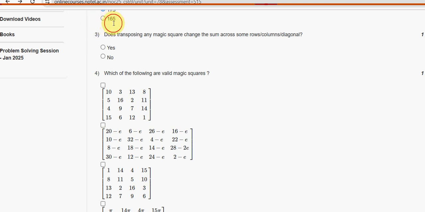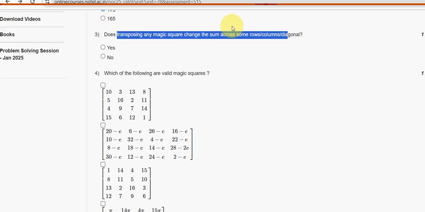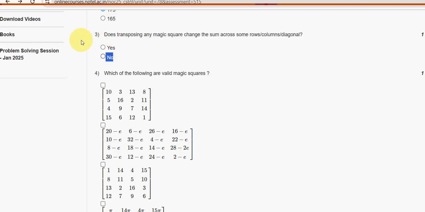Does transposing any magic square change the sum across some rows or columns or diagonal? It is no guys, no.